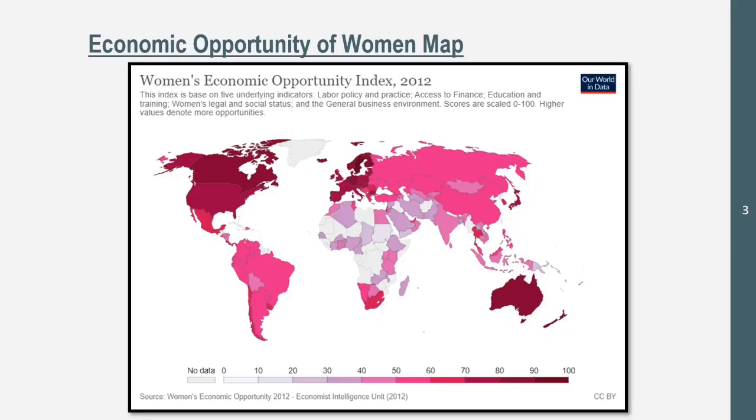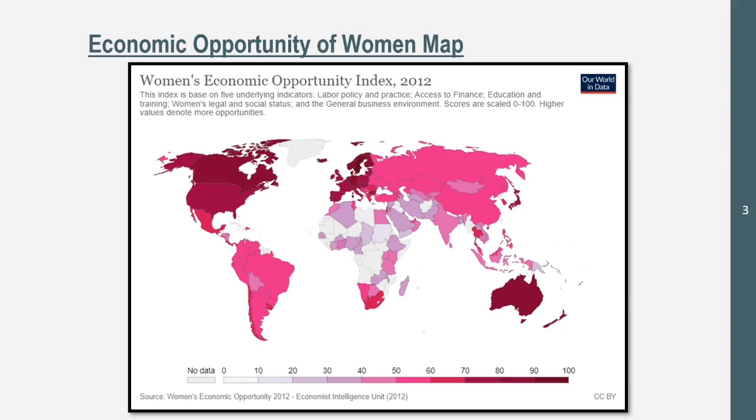Here we have a map on the screen. Geography has a ton of maps, and here's a map of women's economic opportunity in 2012. The darker the shade of pink, the more opportunities they have. This could be for education and training, legal and social status, creating business, labor policy, access to finance, all the stuff I'm reading here at the top in the caption. All that influences this graph.